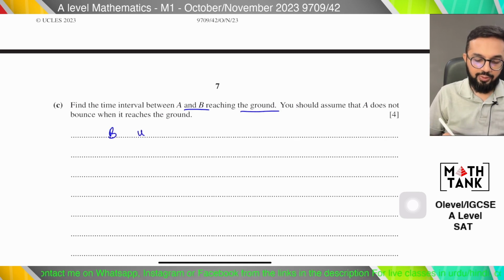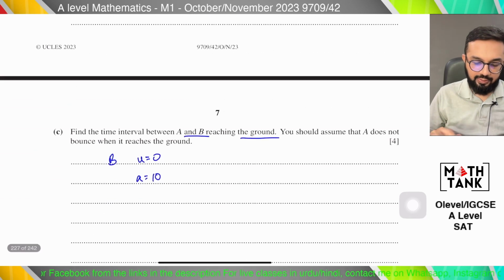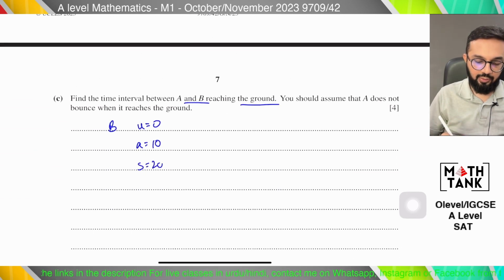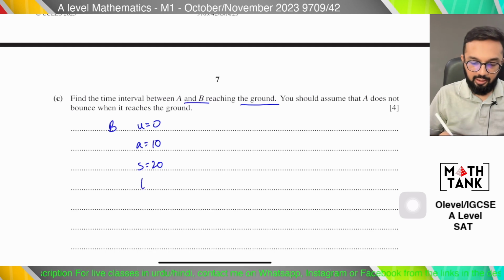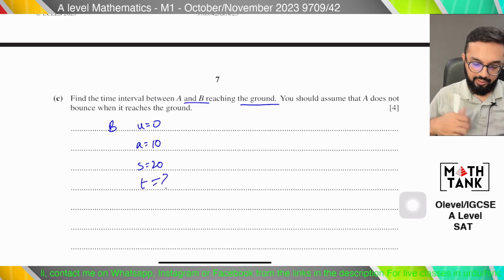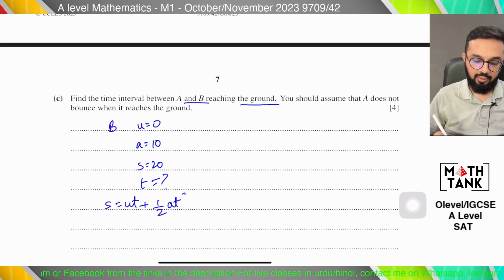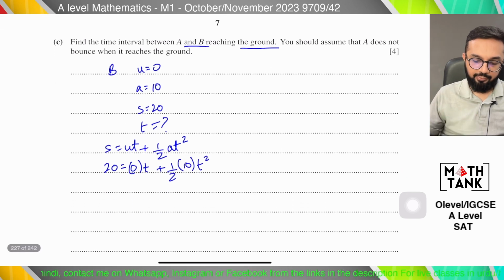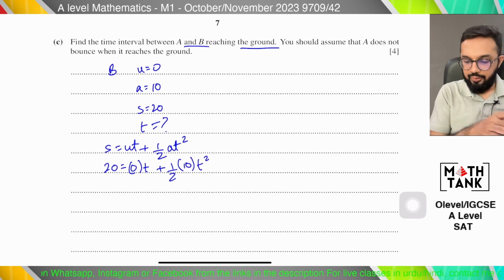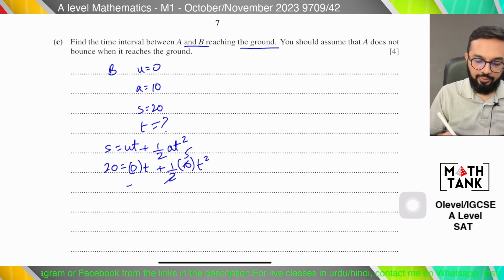So B has come to instantaneous rest. It's going to start moving downwards with an acceleration of 10. Since this is 20 meters above the ground, that's what I'm going to try to calculate. I want to find the time. So how long does it take B to reach the ground? I'm going to say s equals ut plus half at squared. 20 equals 0t plus half times 10 times t squared. So that gives me t equals 2.